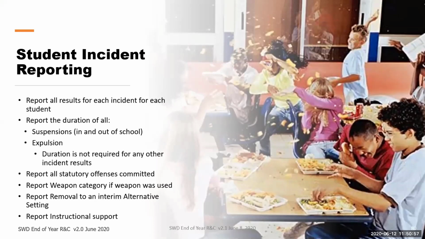If there's a weapon used, the weapon category will be used to describe what kind of weapon it was, whether it was a handgun or shotgun, or knife or other weapon. And then for our students with disabilities, the last two bullets, each student's required to have an indication of if the student was removed to an interim alternative setting, and also if that student received instructional support. And of course, it's very important that your student information system data coordinators understand that instructional support for our students with disability includes the services related to their IEPs.